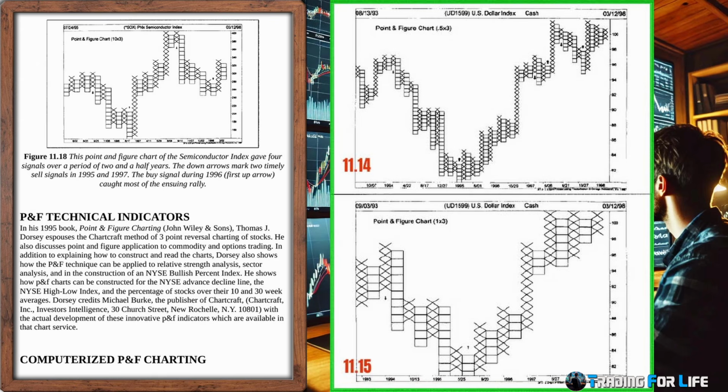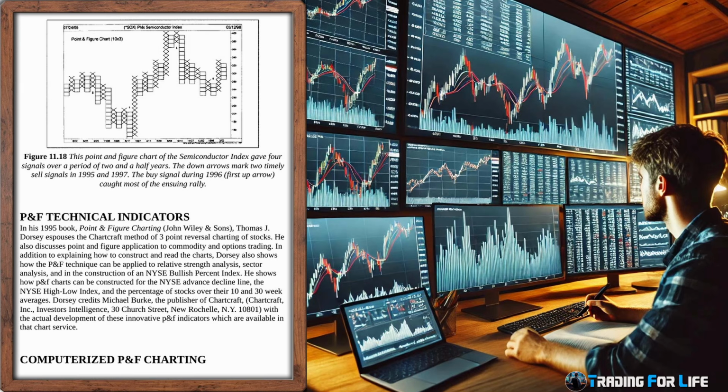He shows how P&F charts can be constructed for the NYSE Advanced Decline Line, the NYSE High-Low Index, and the percentage of stocks over their 10 and 30-week averages. Dorsey credits Michael Burke, the publisher of Chartcraft, Chartcraft Inc., Investors Intelligence, 30 Church Street, New Rochelle, NY 10801, with the actual development of these innovative P&F indicators, which are available in that chart service.